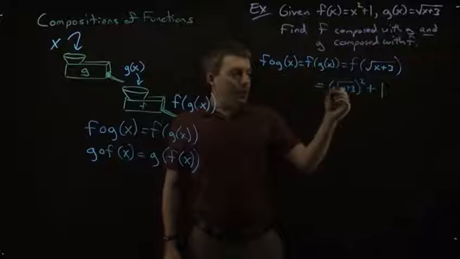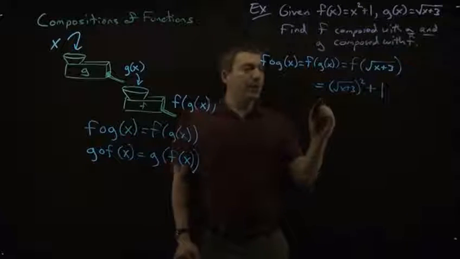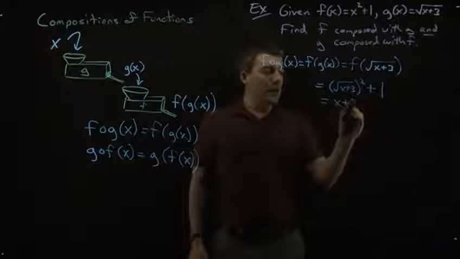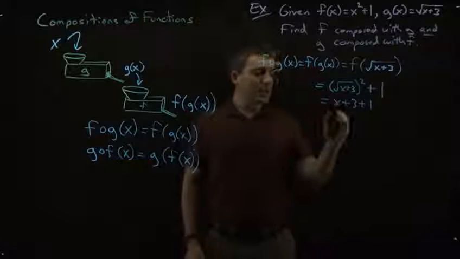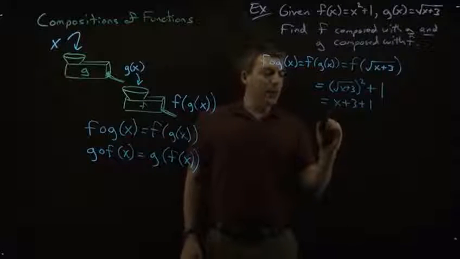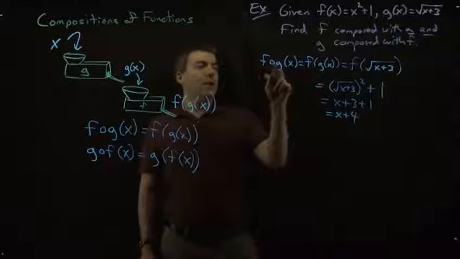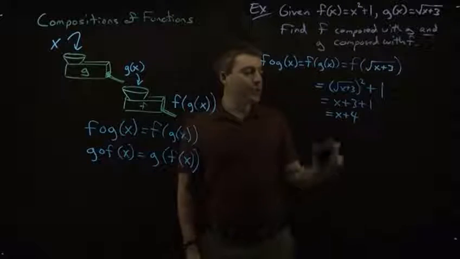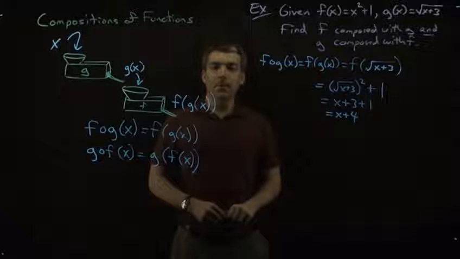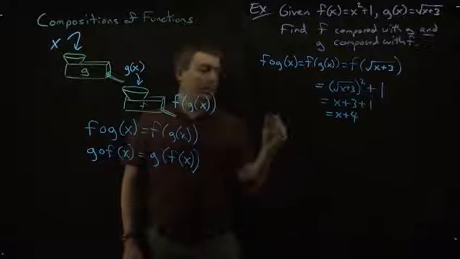Okay, well we know that the square root and a square undo each other. So we have x plus 3 plus 1. 3 plus 1 is 4. So f composed with g of x for these two functions is x plus 4. Let's find g composed with f.